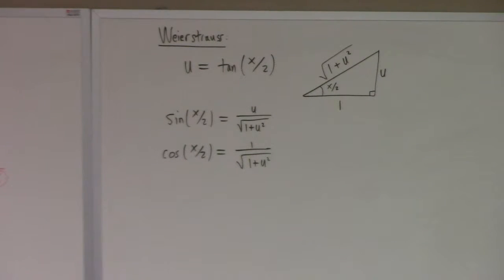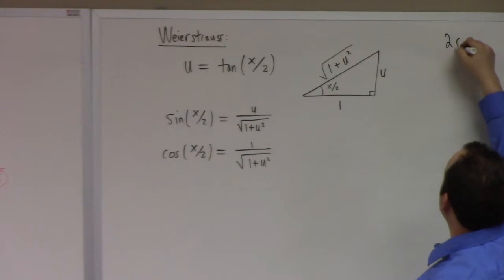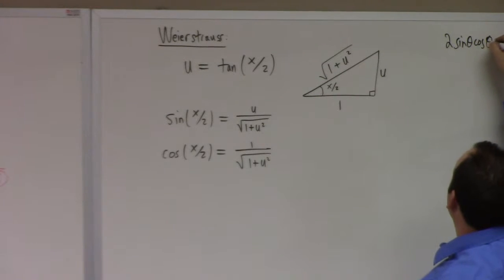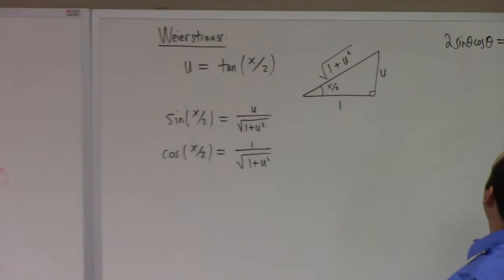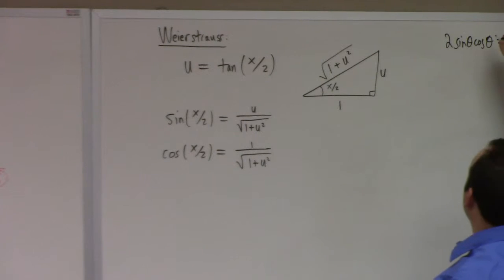Do you guys remember what formulas we know? We know 2 sine theta cosine theta is what? Sine 2 theta. How about cosine 2 theta? How do we get that?